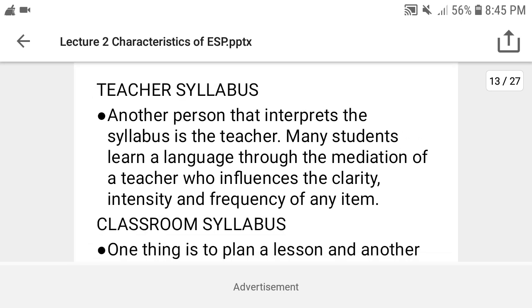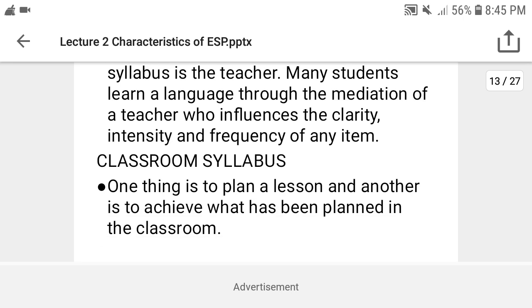Teacher syllabus. Another person that interprets the syllabus is the teacher. Many students learn a language through the mediation of a teacher who influences the clarity, intensity, and frequency of any item. Classroom syllabus. One thing is to plan a lesson, and another is to achieve what has been planned in the classroom.